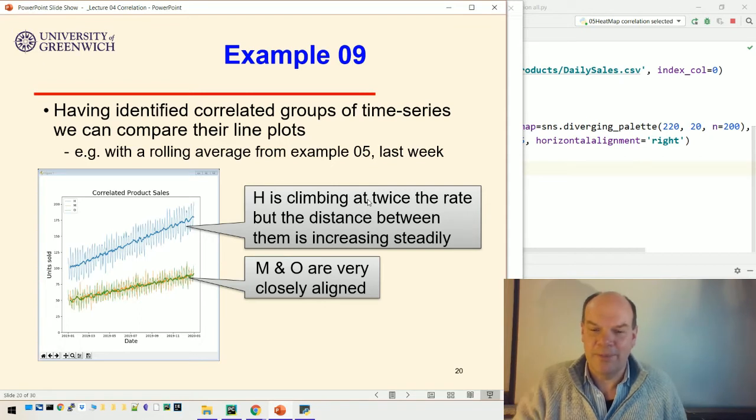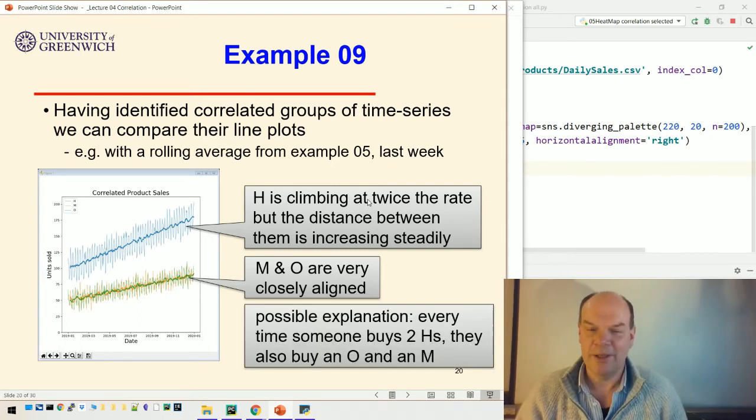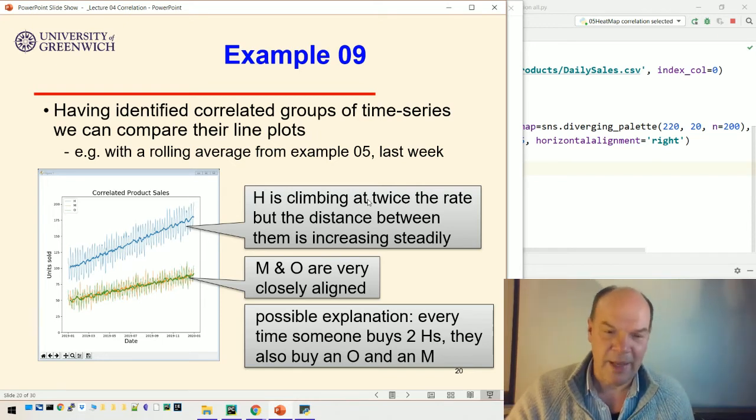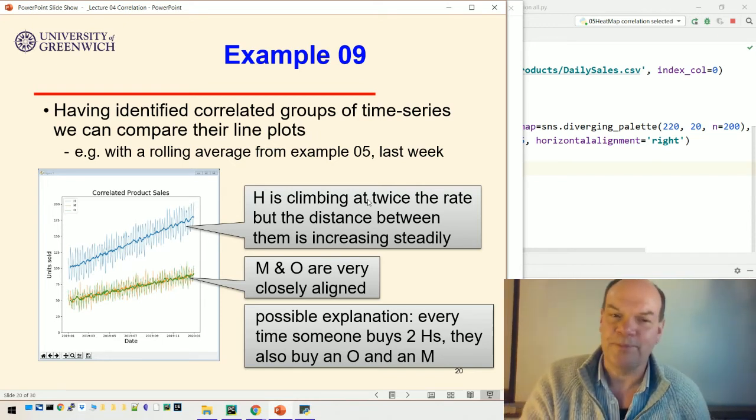So a possible explanation, we can't really deduce this from the information we can see, but a possible explanation would be that every time somebody buys 2 H's, they also buy an M and an O, whatever those things are. That would explain those correlations.